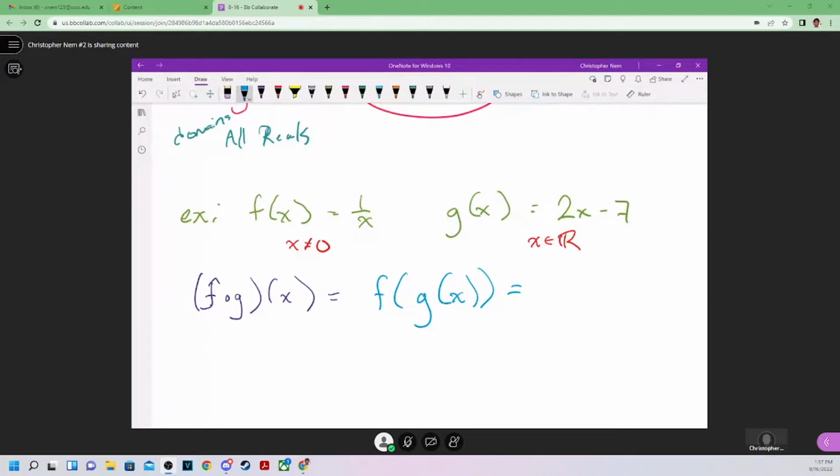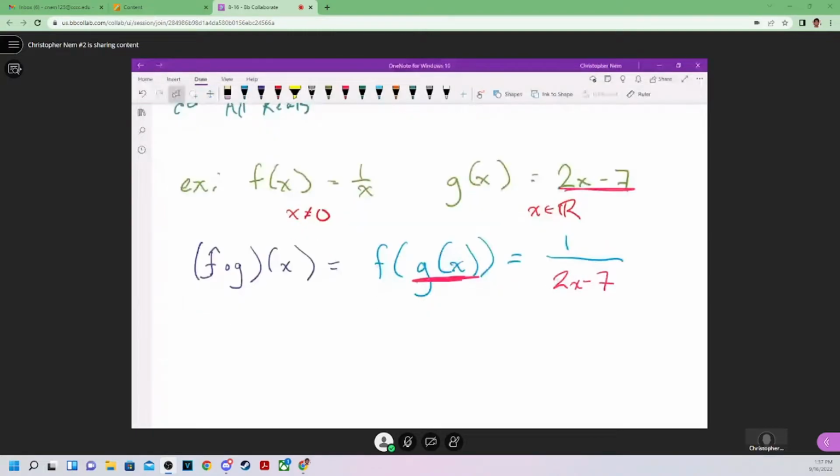So be careful, be careful. You do not need to worry about satisfying this guy. You do not need to worry about satisfying the first part. So we don't really care about the domain of f for now. So we're not going to worry about x not equal to 0.